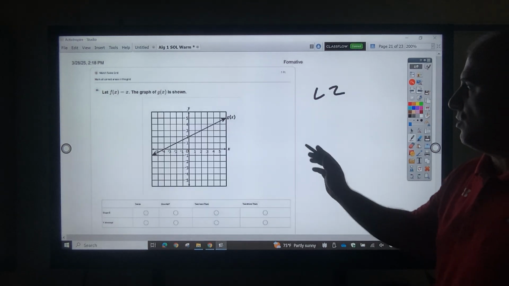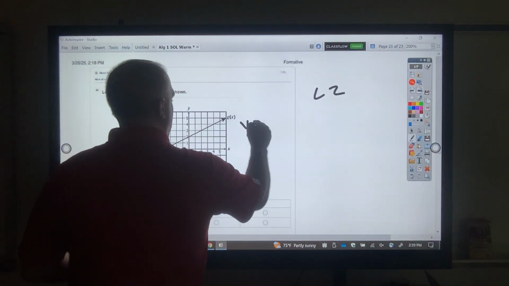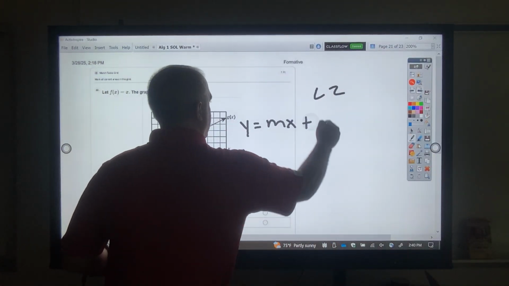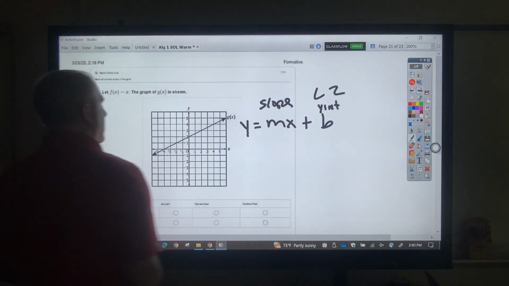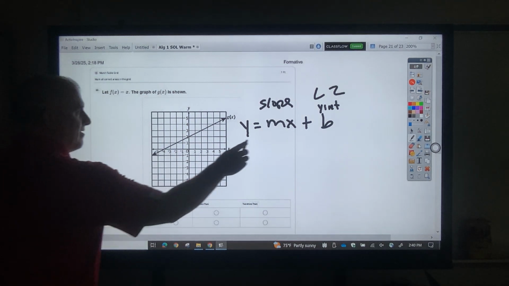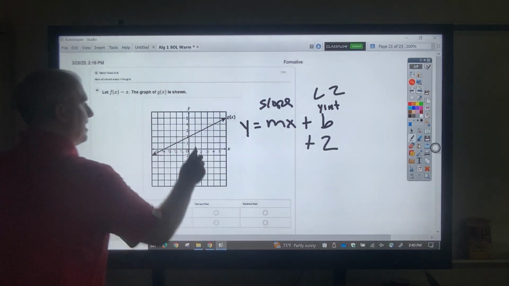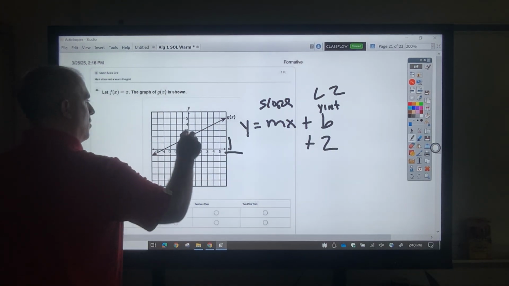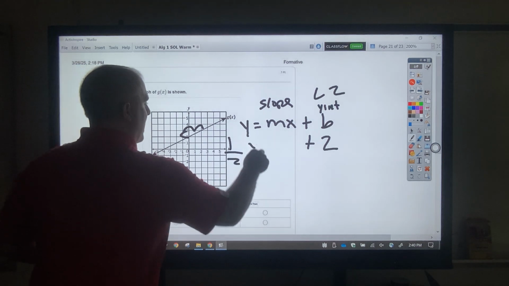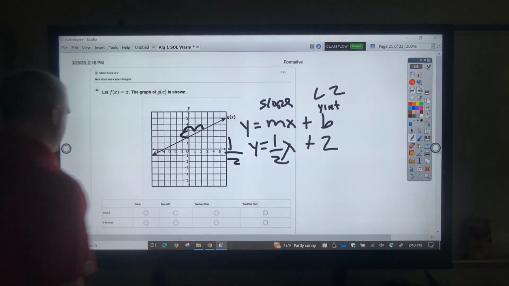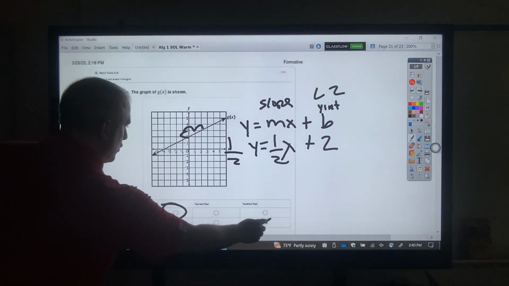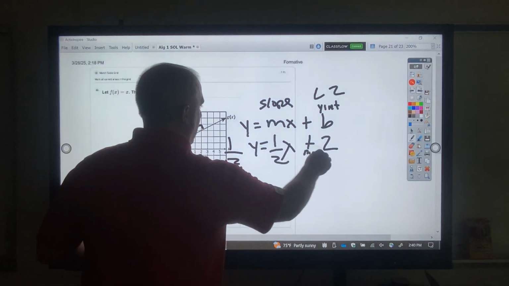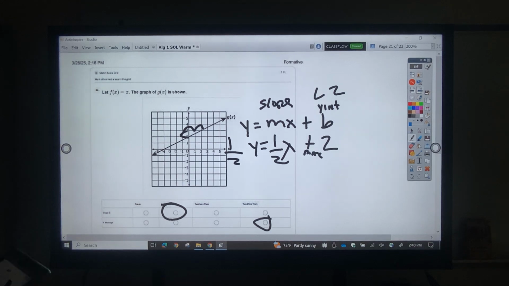22. Here's what you got to know. Y equals mx plus b. This is the y-intercept. This is the slope. My y-intercept there is +2. My slope, up 1, over 2. So the slope is 1/2. The y-intercept is 2 more, because this would mean more. Obviously, subtraction would mean less.